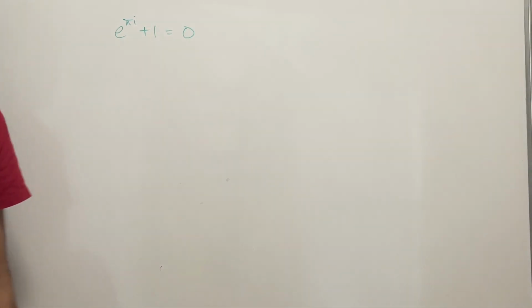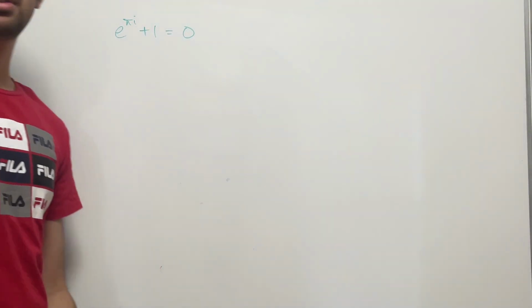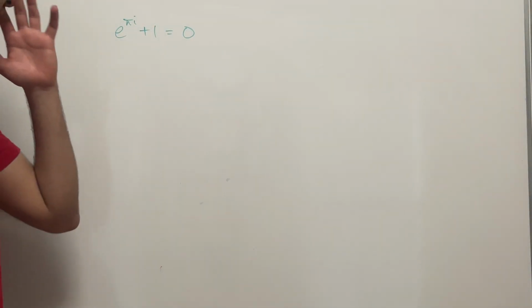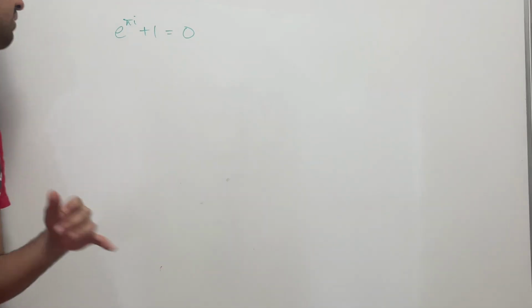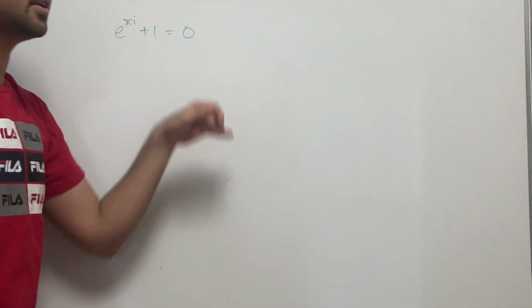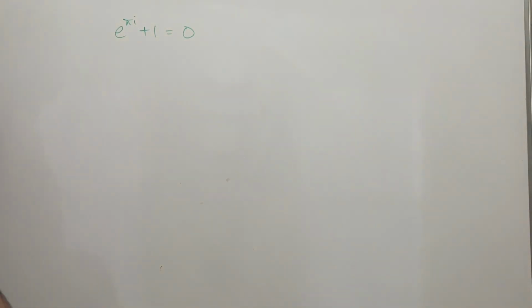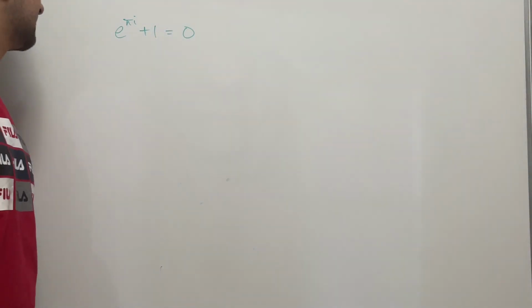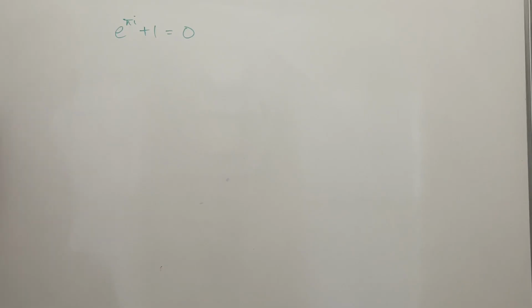e to the pi i plus 1 equals 0. It's been said to be one of the greatest equations in mathematics of all time. It makes sense because it has e and pi and i and 1 and 0, and they're all related together by one equation, and it's pretty cool. And Common Man 00 asked me to explain why this works. So that's what we're going to do.